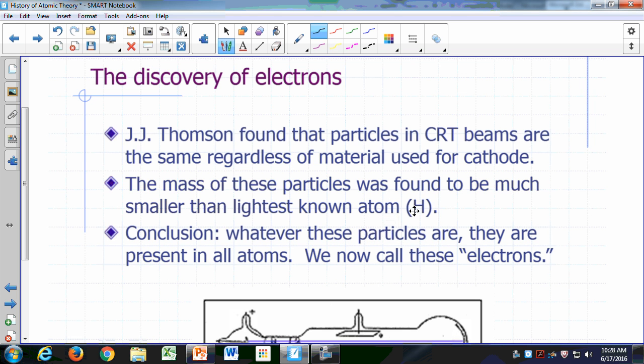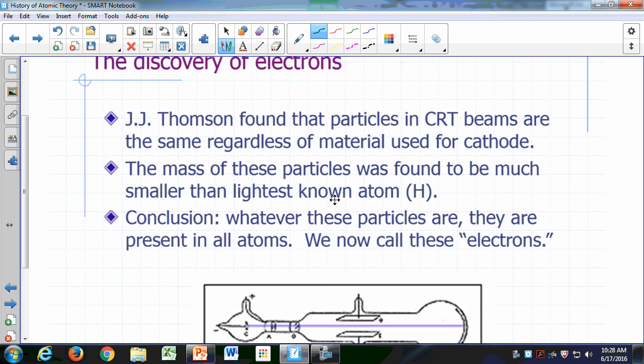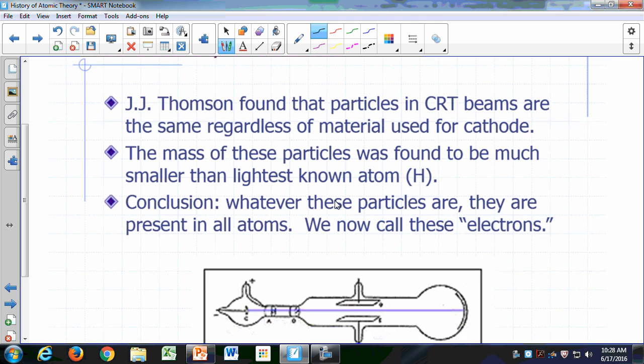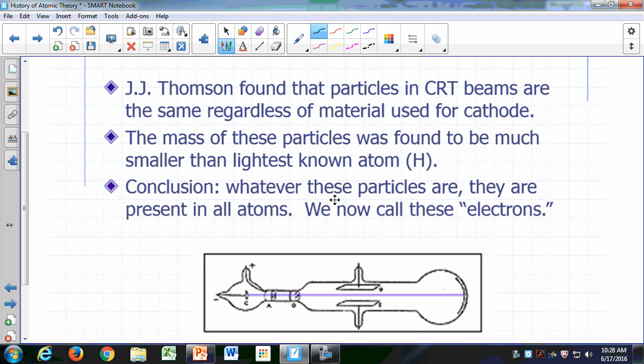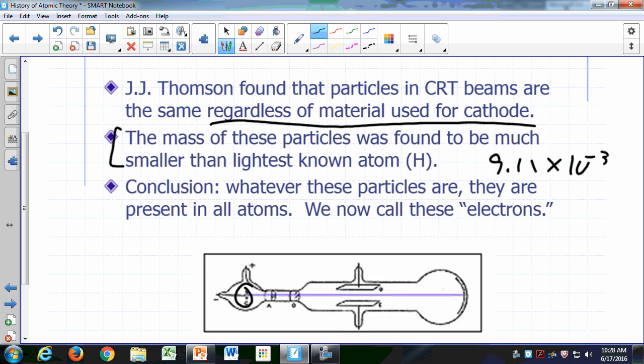So from J.J. Thomson's experiment, he found that in the CRT beam, the particles that were ejected are the same regardless of the material that was used for the cathode. Okay? And the mass of these particles, based on J.J. Thomson and Millikan's experiment, was found to be 9.11 times 10 to the negative 31 kilograms, which is much, much lighter than the lightest known element, lightest known atom, which was hydrogen.